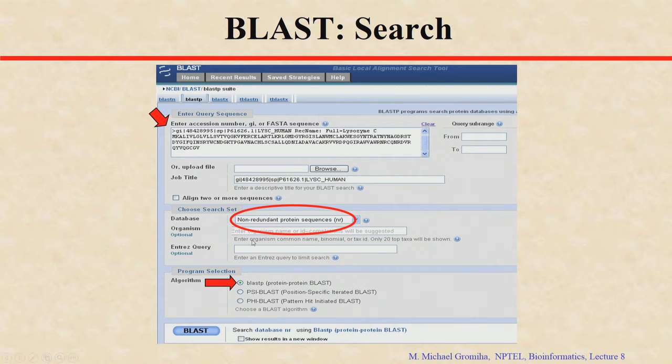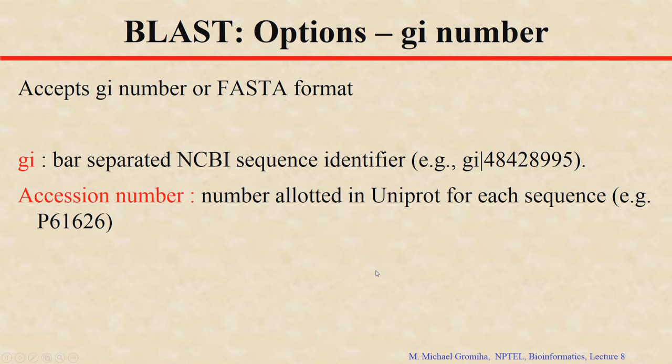So, if it is a protein BLAST, because I give the protein name human lysozyme, I take the protein BLAST and you can blast it. These are the different file formats, okay. You can ask for GI format. This is a bar separated NCBI identifier. For example, if you see GI and then it is bar separated, and this is the identifier.